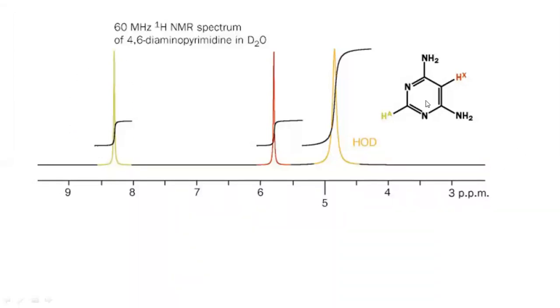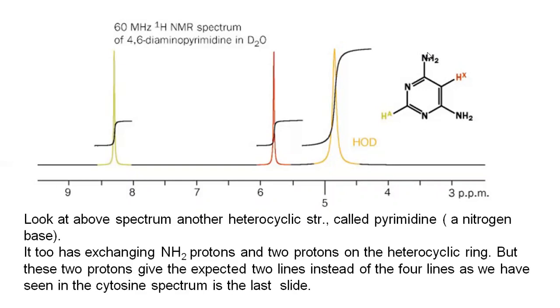What about HX? HX is in between these two NH2 groups, which are considered electron donating groups, and hence we have a reason here. Okay, look at the spectrum. The above spectrum is of another heterocyclic compound. Before, we have seen cytosine. This is called pyrimidine, a nitrogen base of DNA. So you see, it has two exchanging NH2 protons, this and this. Fine. So we have discussed these points here. Next point.